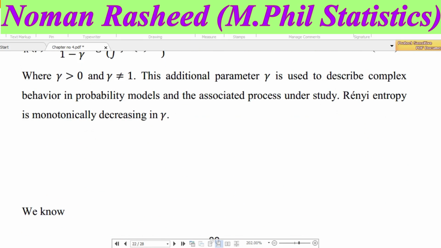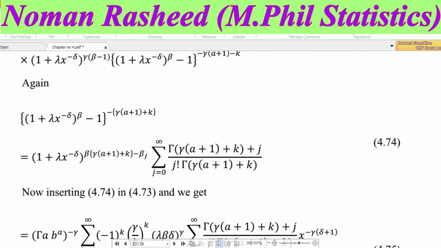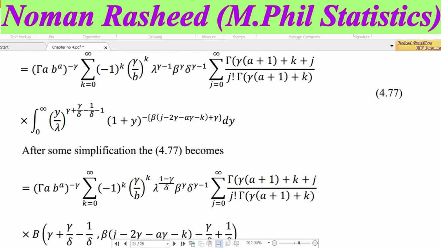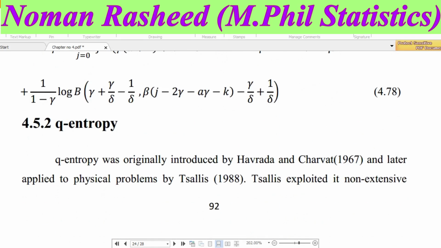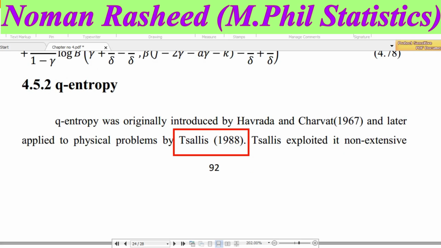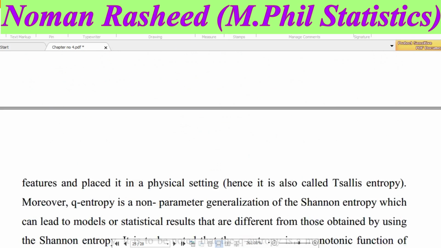Renyi entropy similarly. Yes, very interesting entropy I discuss in this paper. Q entropy, beta entropy, introduced by Tsallis in 1988, is also a part of this research. We also obtained the properties of the Q entropy.